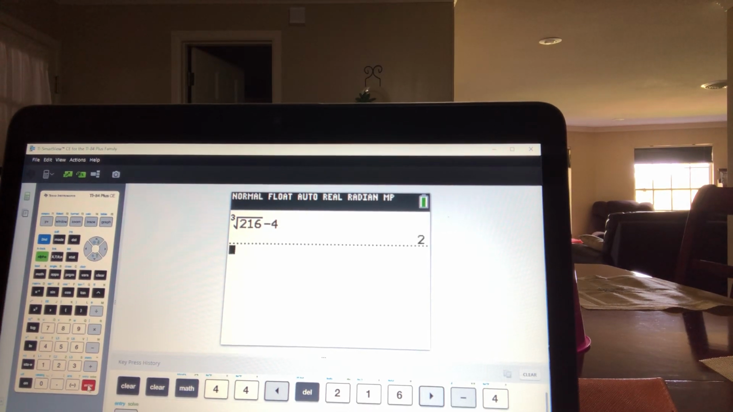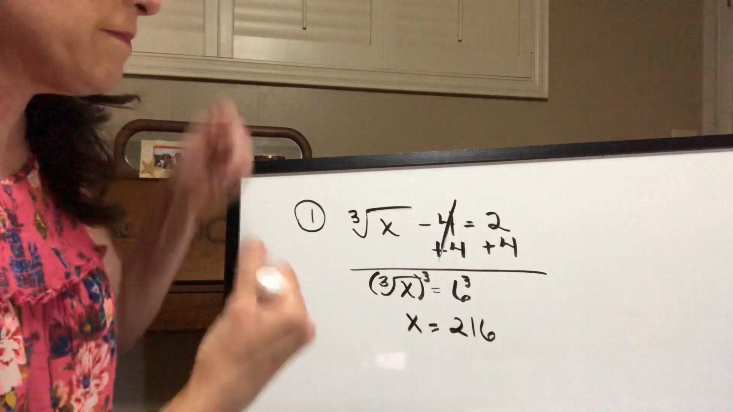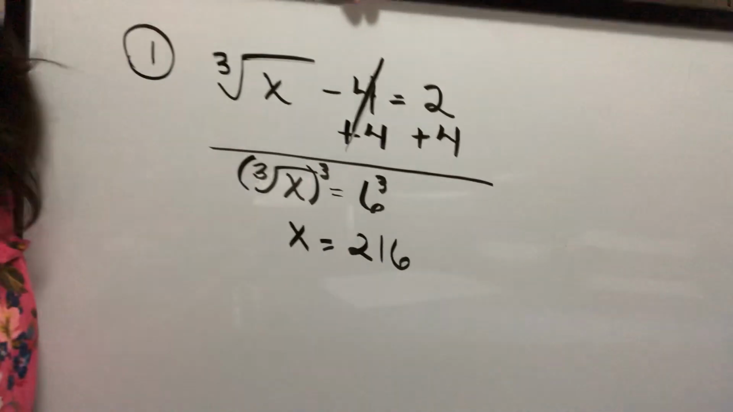So if I press enter, the answer is 2. Now if you go back to the original problem, it was supposed to be 2. See how it has equals 2 at the end. That's what you wanted to happen, is to get that same number. So since we got 2, that means that our solution is just fine. So back to the whiteboard, that means that 216 is the correct answer for number 1.